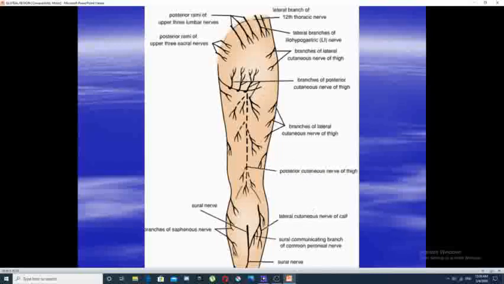You can see in this figure cutaneous nerve supply to the gluteal region, and you can easily see that the area have been divided into quadrants: upper quadrants and lower quadrants. The upper quadrants are divided into medial quadrant and lateral quadrant. The lower quadrants are divided into medial quadrant and lateral quadrants.